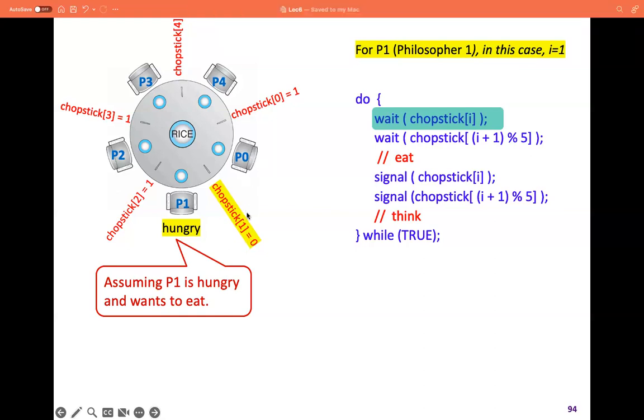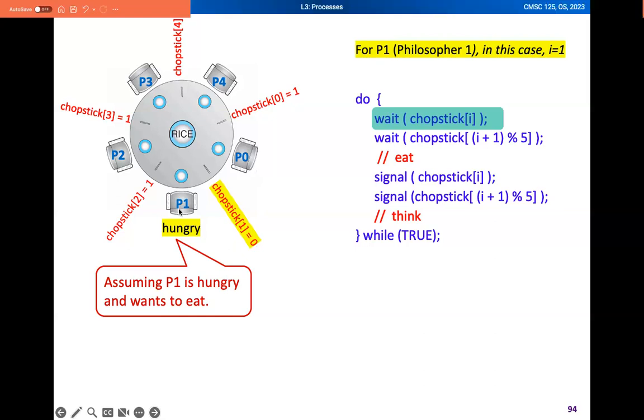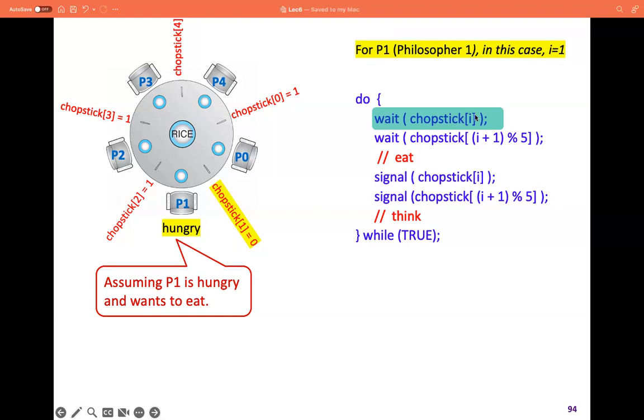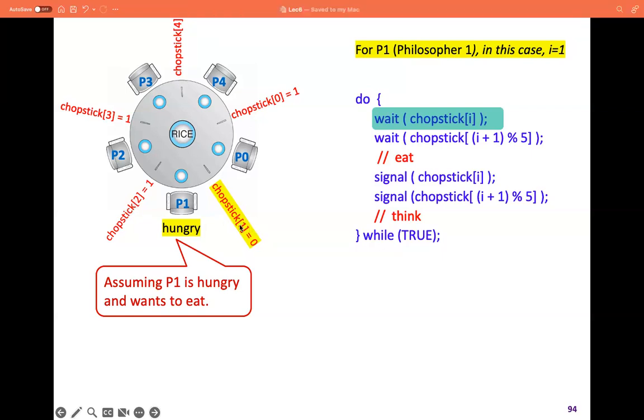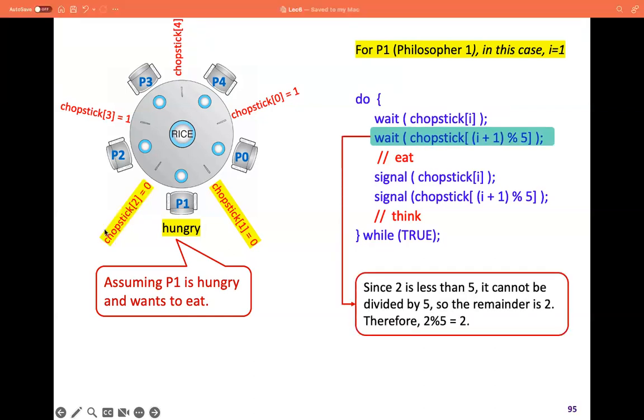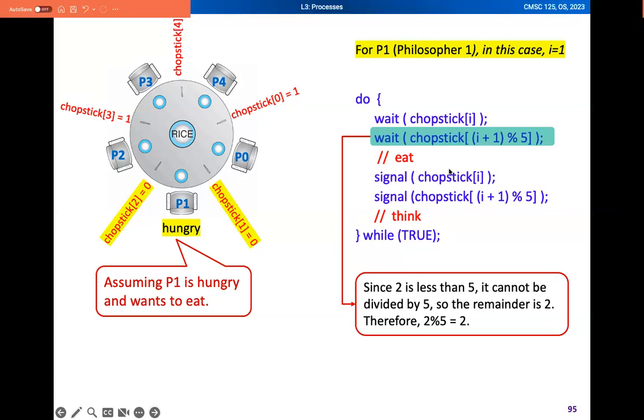But in cases wherein chopstick 1 is being held by P0, then naturally P1 has to wait. If chopstick 1 is not yet available, this will keep on looping, and P1 will not be able to pick up chopstick 2. Okay, so now chopstick 1 is in P1's hand and it can try to pick up chopstick 2. What we do here is we have the operation i plus 1.